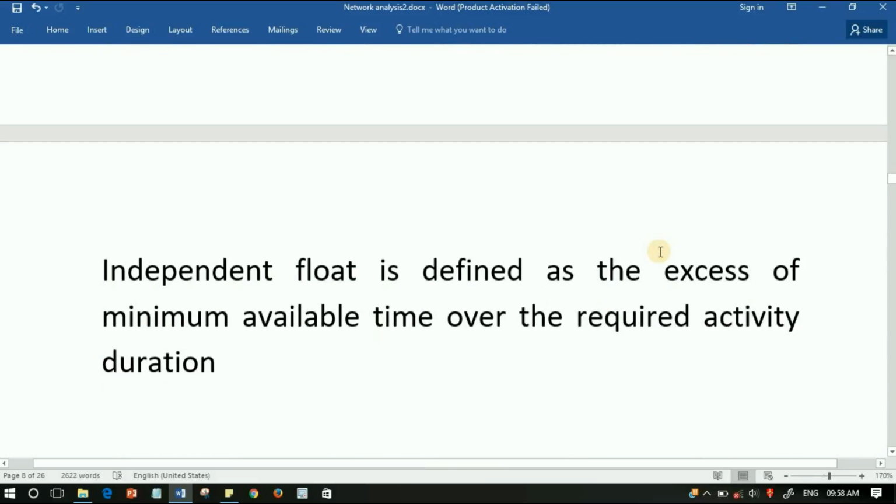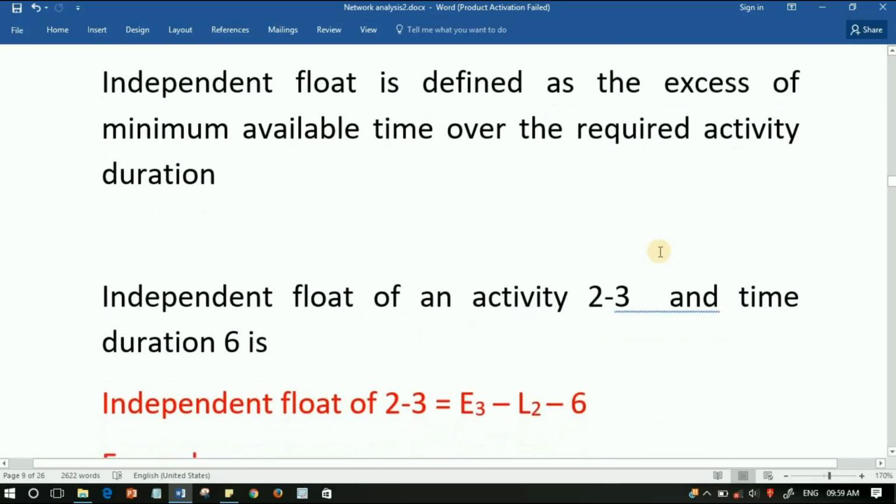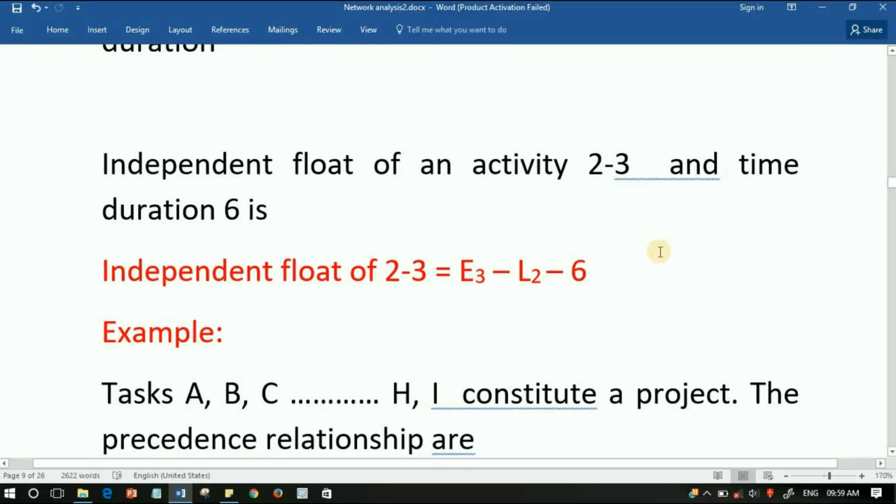Then independent float. Independent float is defined as the excess of minimum available time over the required activity duration. For example, independent float of an activity 2 to 3 with time duration 6 is equal to E3 minus L2 minus 6.